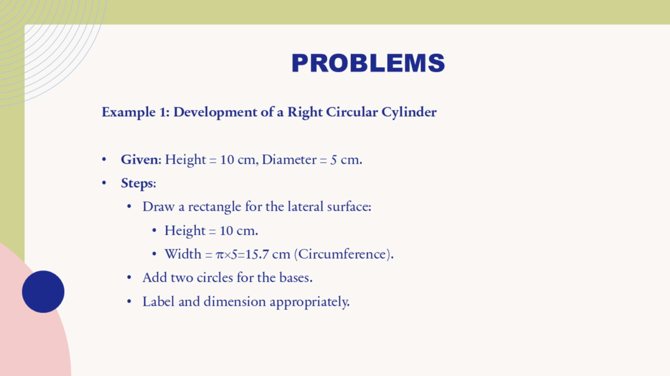Let's solve a practical cylinder development problem. We'll work with a right circular cylinder measuring 10 centimeters in height and 5 centimeters in diameter. The lateral surface development becomes a rectangular layout. Height remains 10 centimeters, while width calculates to pi times the diameter. We'll add 2 circles to represent the base, completing the comprehensive development.